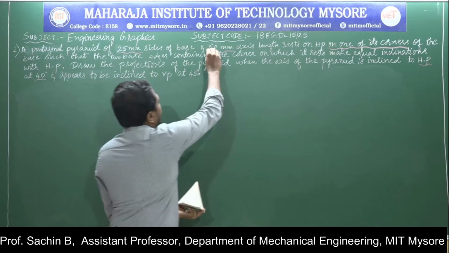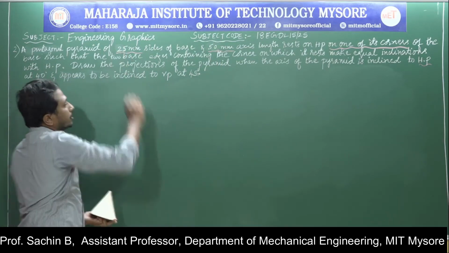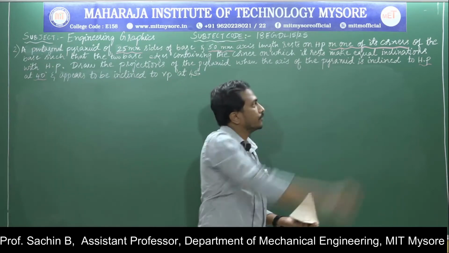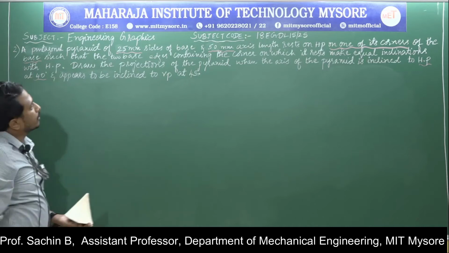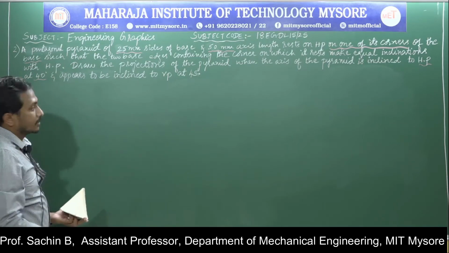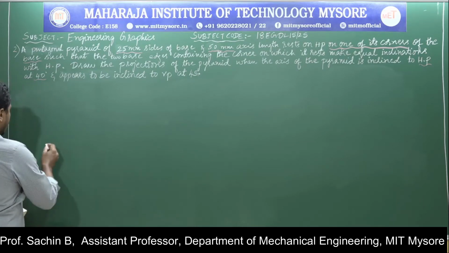I have underlined the important key points in the question, that is 50 mm axis length and one of the corners of the base on HP. It is resting on one of its base corners on HP. Now I will go for drawing the axis line.